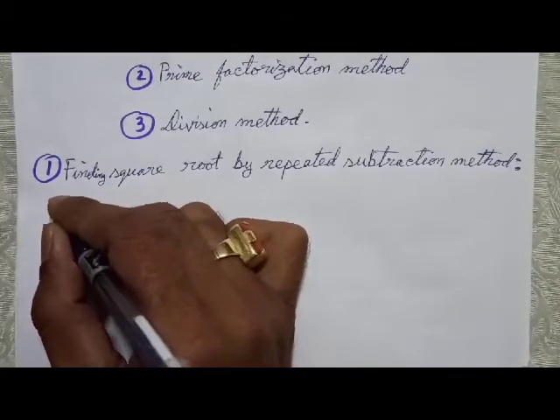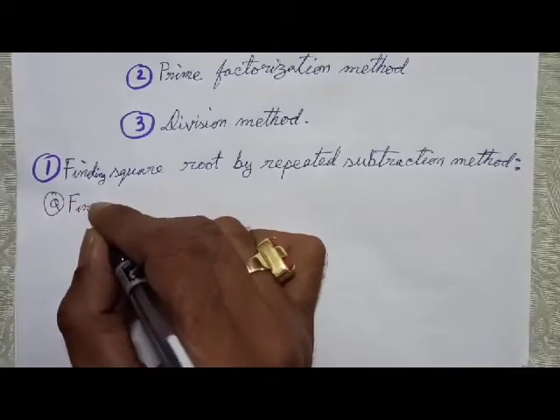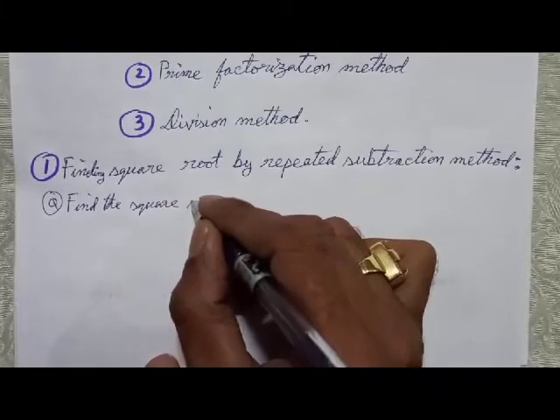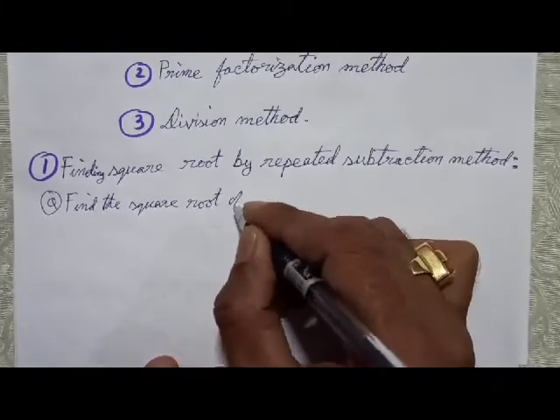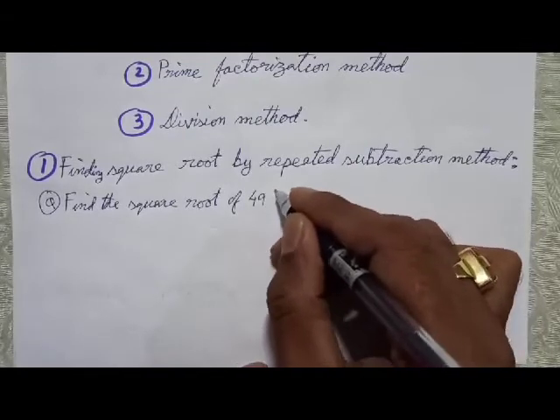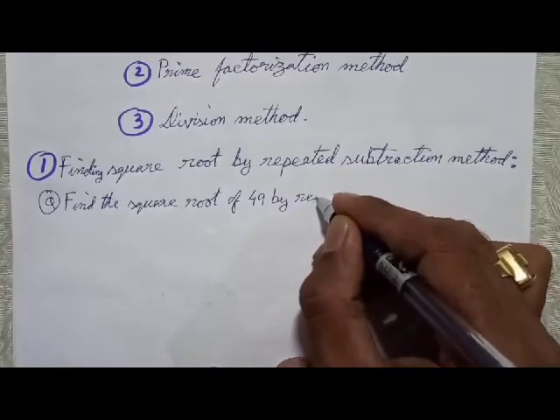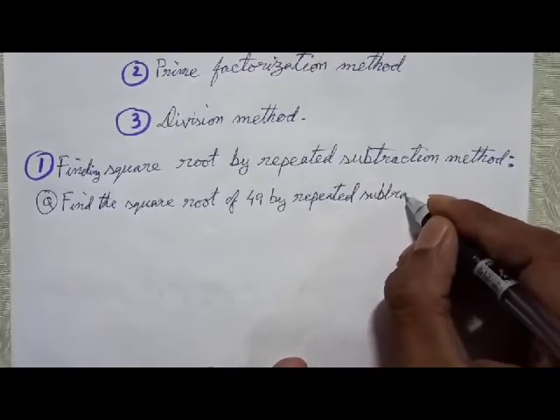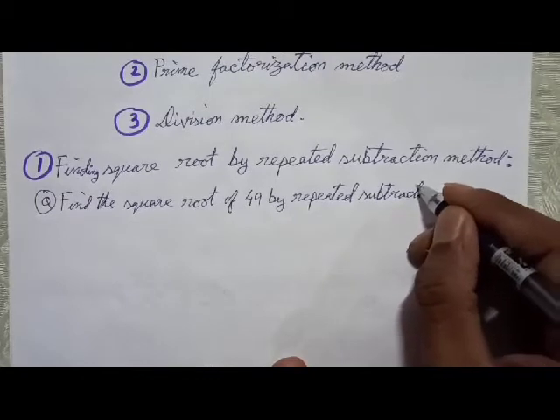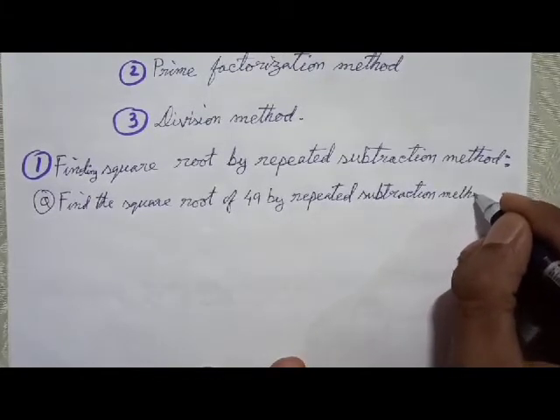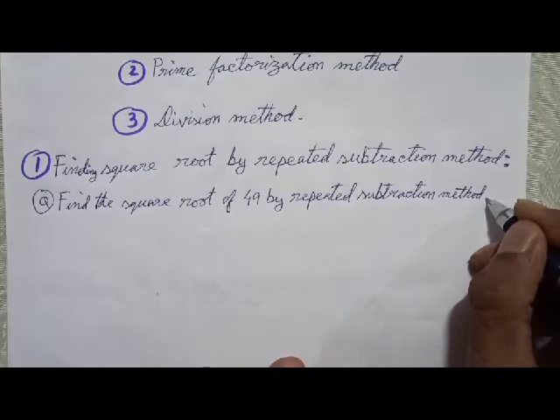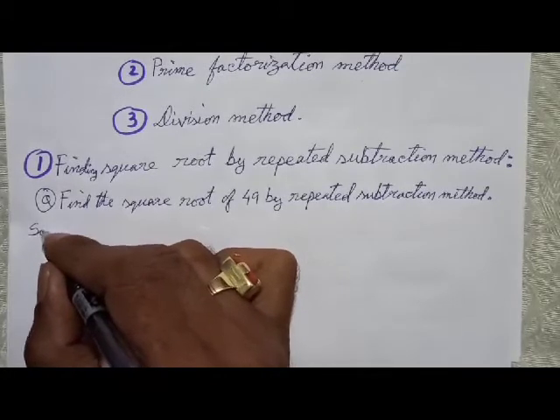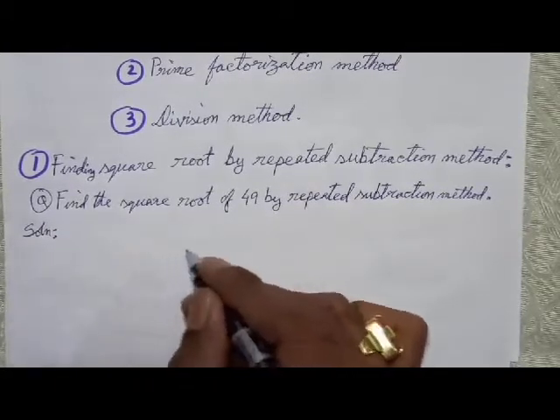Suppose one question comes: find the square roots of 49 by repeated subtraction method. Suppose a question comes like that. Now in the solution we can do this type of question like that.